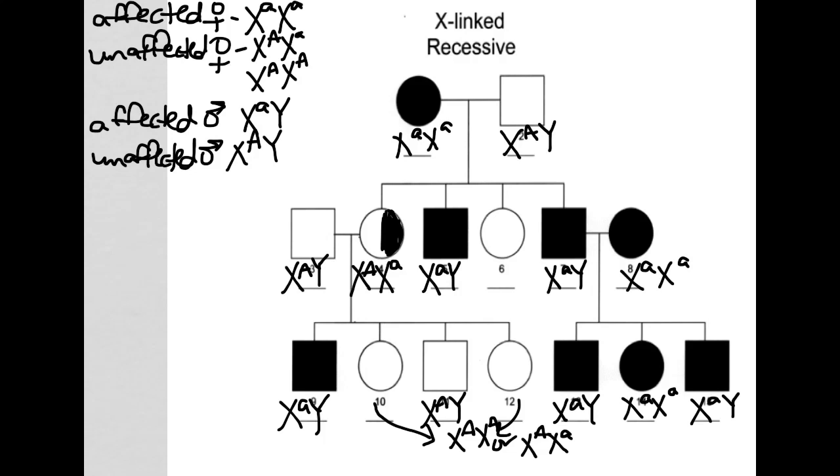Okay, now the only person that's not assigned a genotype yet is going to be this unaffected female, 6. So we know that this unaffected female comes from an affected mother and an unaffected father. The only thing the father can give is XA, and the only thing that the mother can give is Xa. So we know that this daughter must be a carrier. And now we've assigned genotypes to all the individuals in this X-linked recessive pedigree.